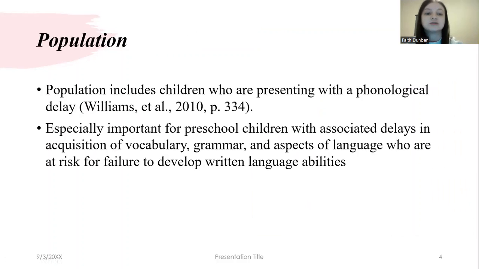Population. Population includes preschool children who are presenting with a phonological delay. This is important for children who have a delay in vocabulary, grammar, and different aspects of language, and who are at risk of failure to develop these written language abilities.